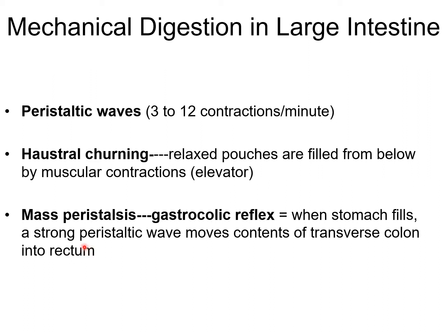So this mass peristalsis is an example of conversation between the stomach and the colon using the nervous system. And it also gives an example of peristalsis and the use of the taenia coli in this part of the digestive system.